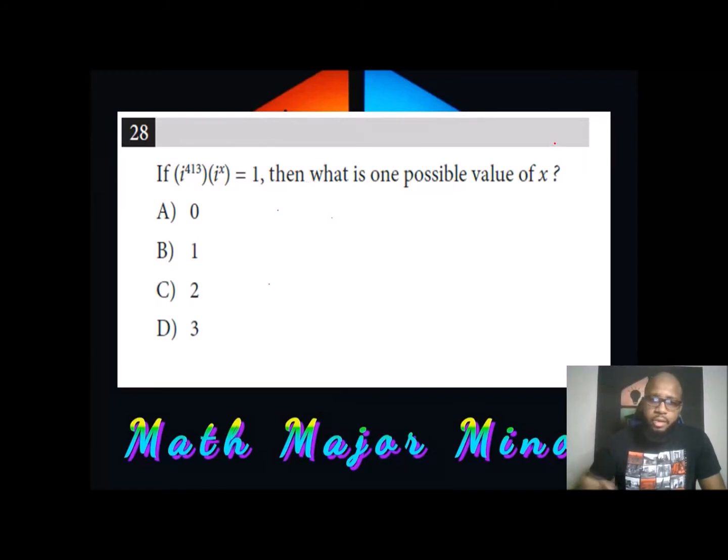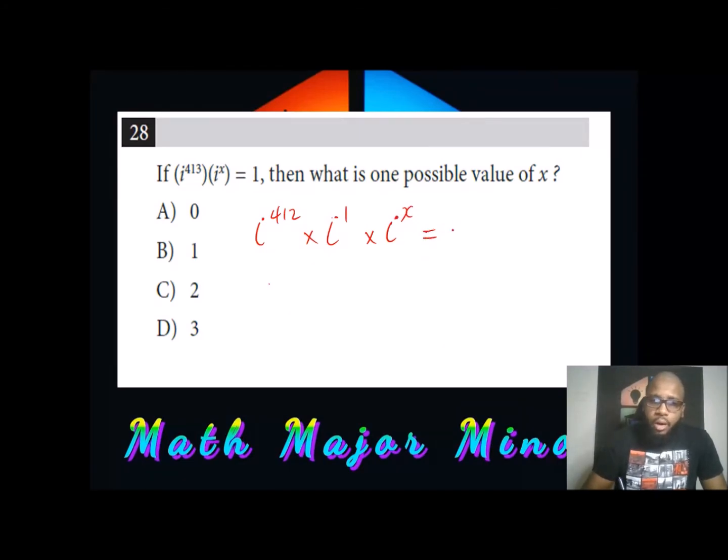possible value of x? First of all, let us start by simplifying this i to the 413. Again, we need a multiple of 4 that is close to 413. So let's go along with 412. Now we need one more to add to 412 to get 413. We're multiplying by i to the x, so that's going to be i to the x.